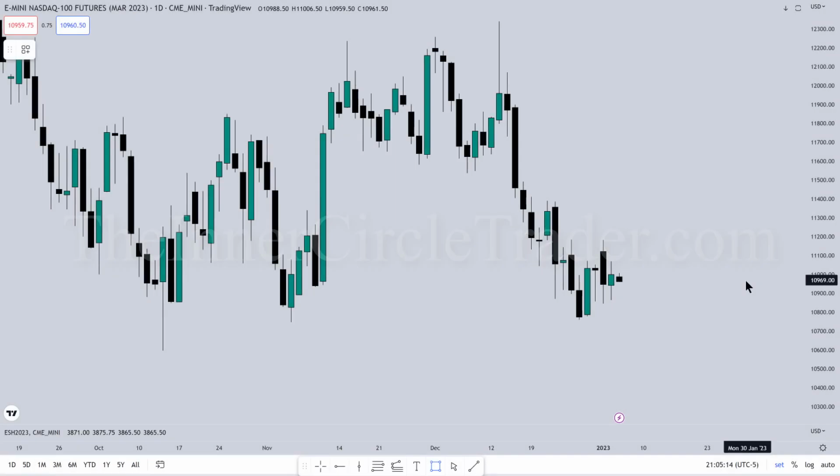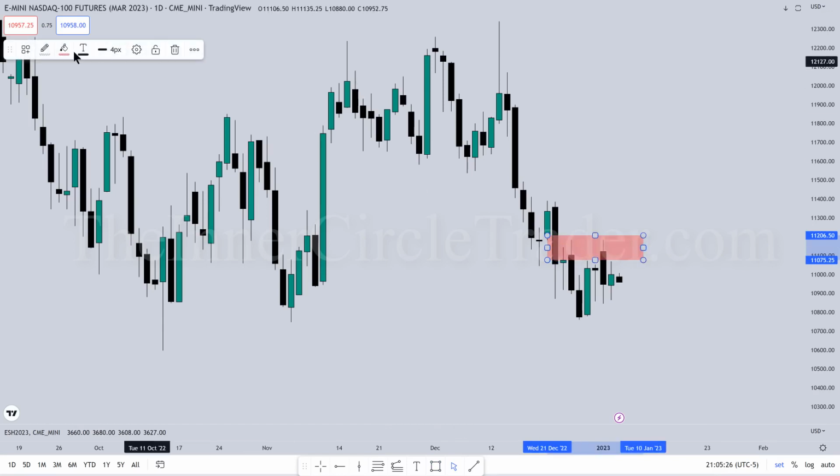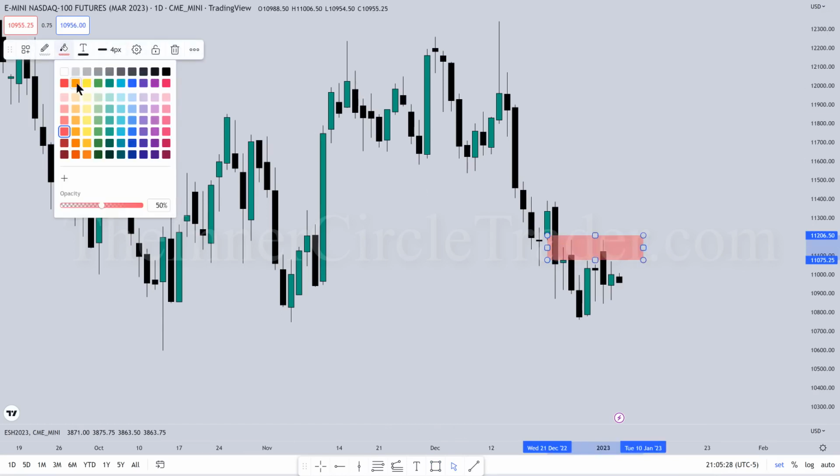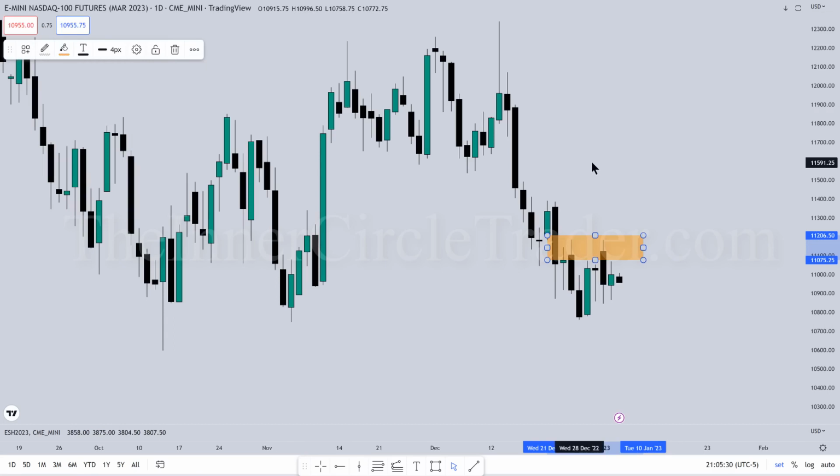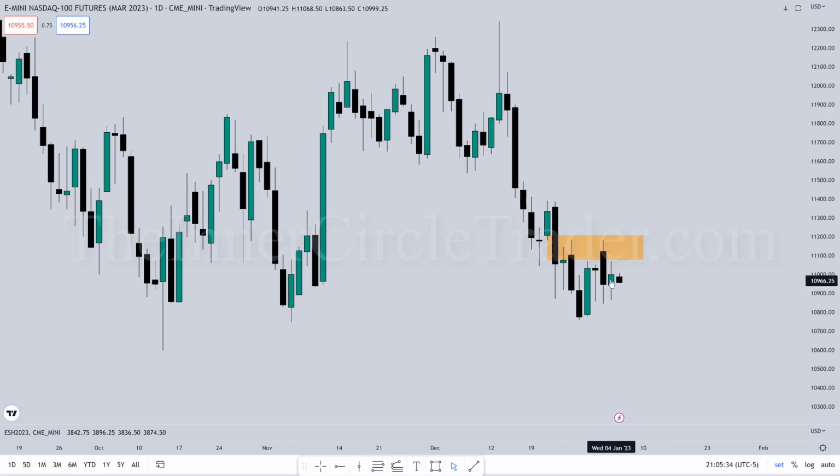We're going to be looking at the Nasdaq 100 futures March delivery contract for 2023. This is our daily chart. And let's go right into the volume imbalance right in here. And this is a level I had in mind for Wednesday's trading. I was expecting it to trade up into that.